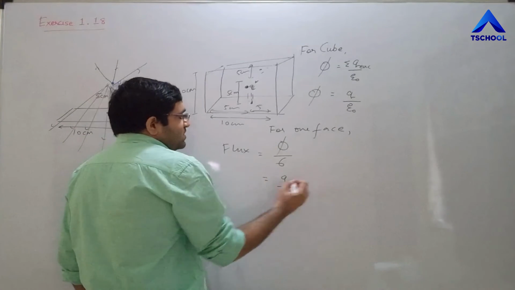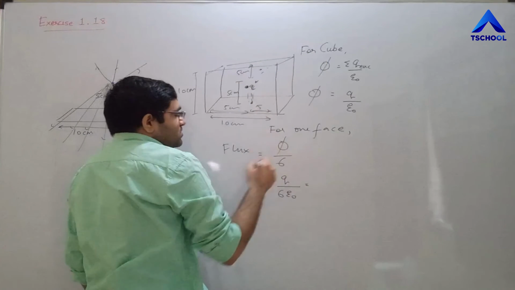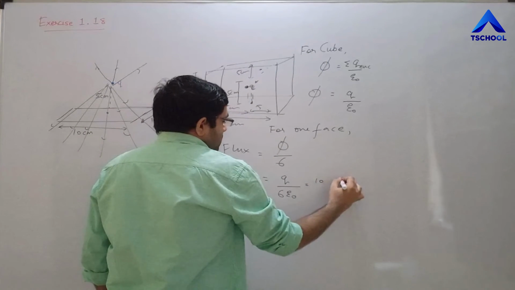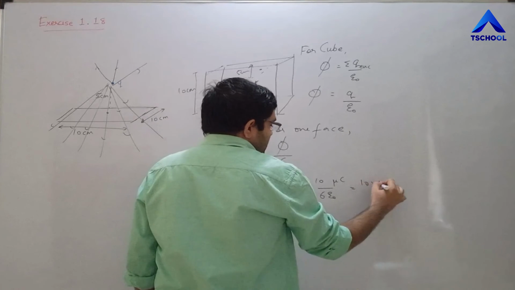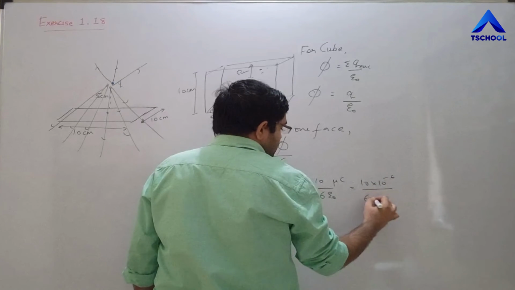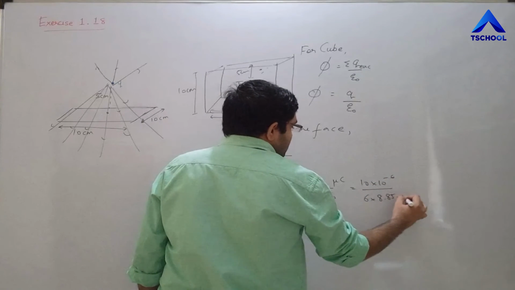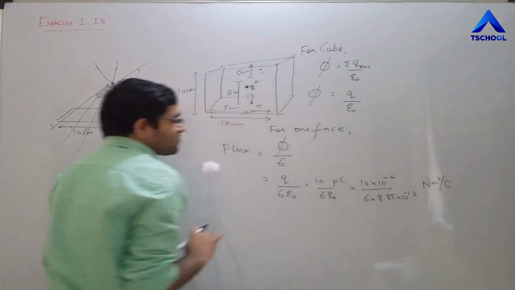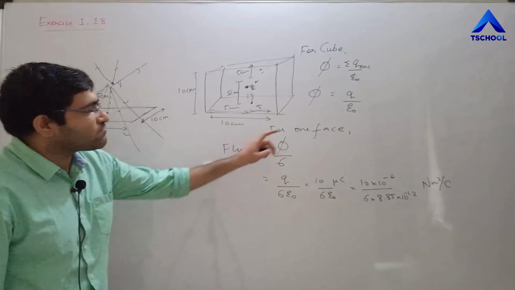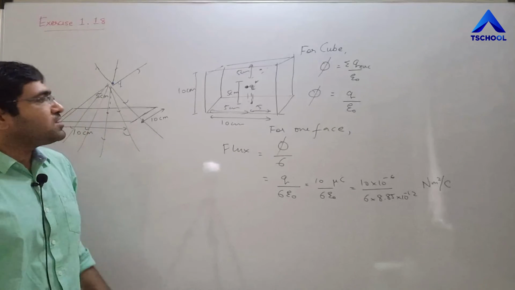If we put the value of Q, which is 10 microcoulomb, we'll get 10 into 10 raised to minus 6 upon 6 into 8.85 into 10 raised to minus 12, and whatever the calculation is, I'm leaving it for you. So this is the flux for one face.